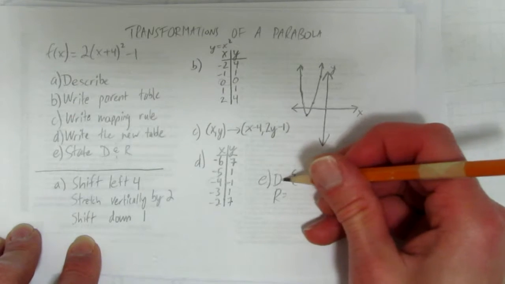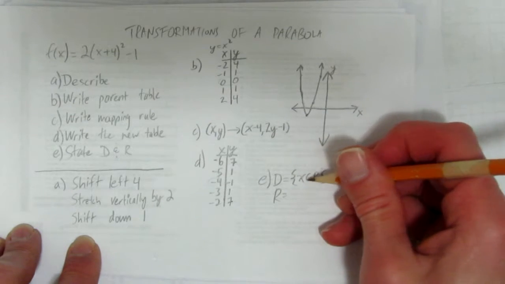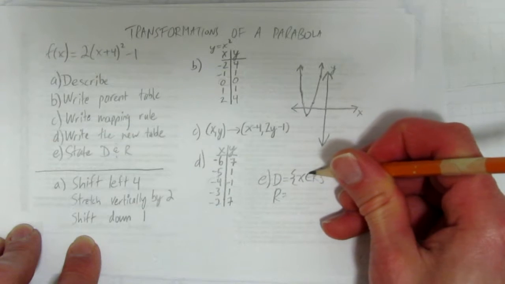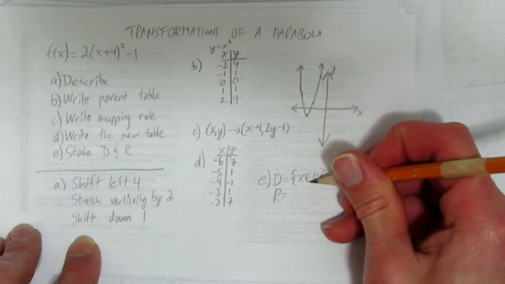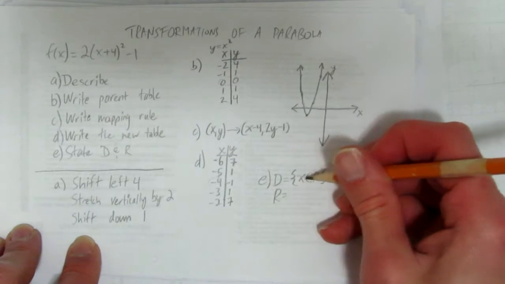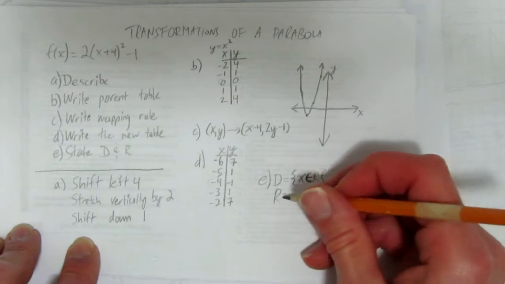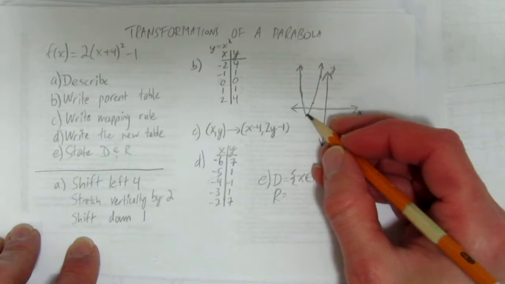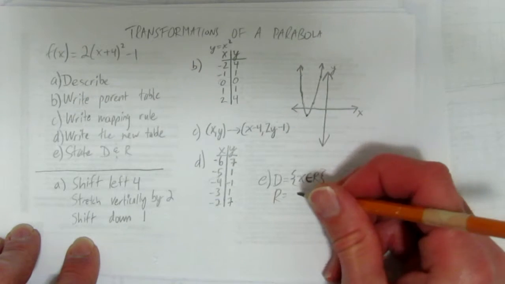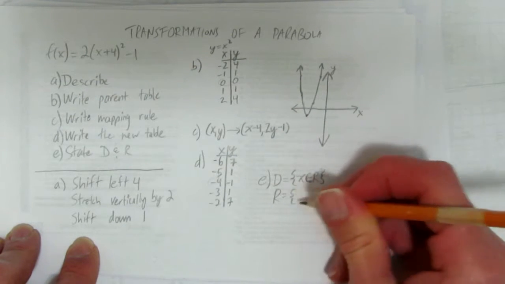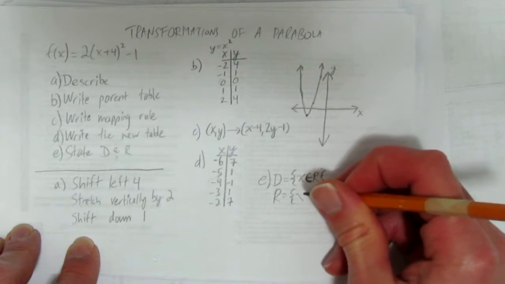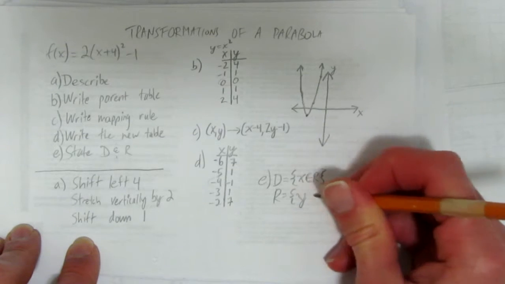I'll read that again. Domain is the set of X is an element of, this is not an E, it's an epsilon. Make sure it's curved. The domain is X is an element of R. X can be anything. Not true with the range. The range is what can Y be, and Y starts here and goes up. I'm going to write it starting the same way. Y, these are the Y values, is an element of R.